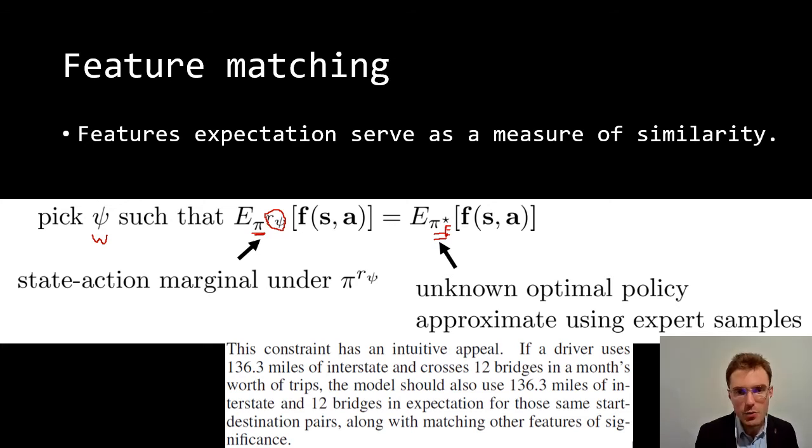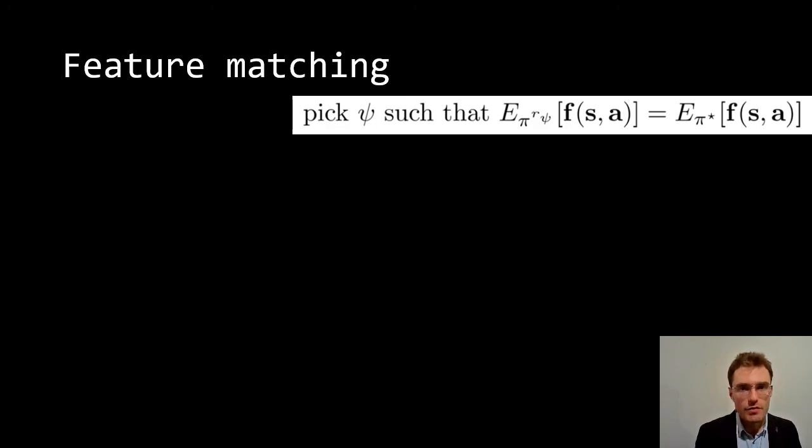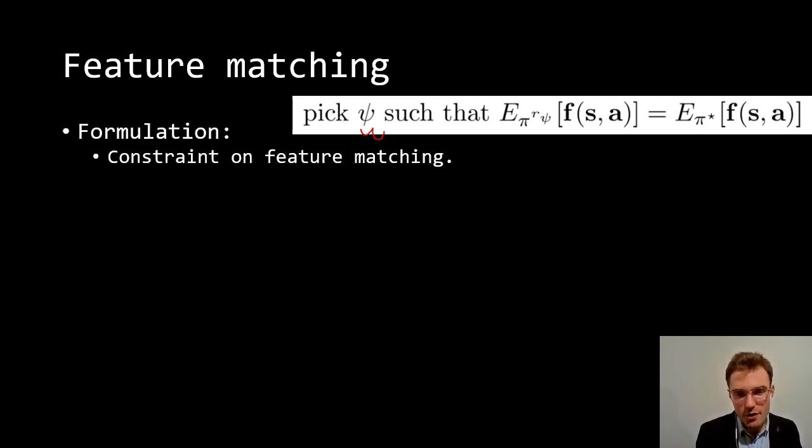You're saying that two agents are similar if, after they have been performing their rollout, you have a match in the feature expectation and the feature average. Again, the formulation: we want to find the W such that you have this match in expectation. This is the constraint of our problem, the solution being W.